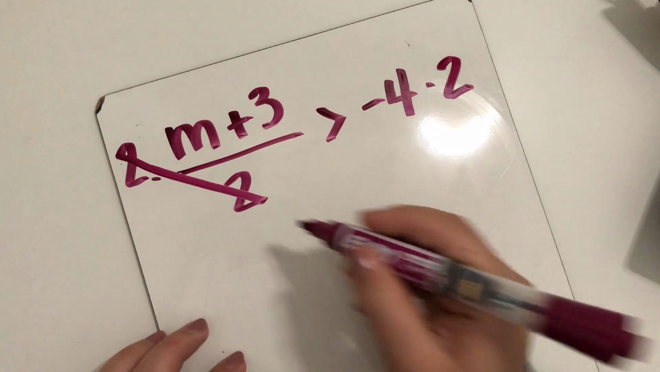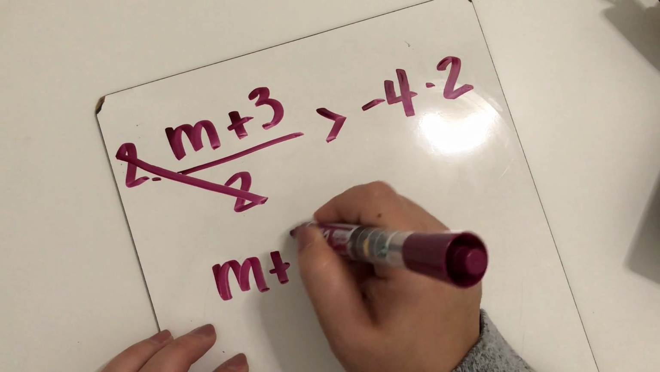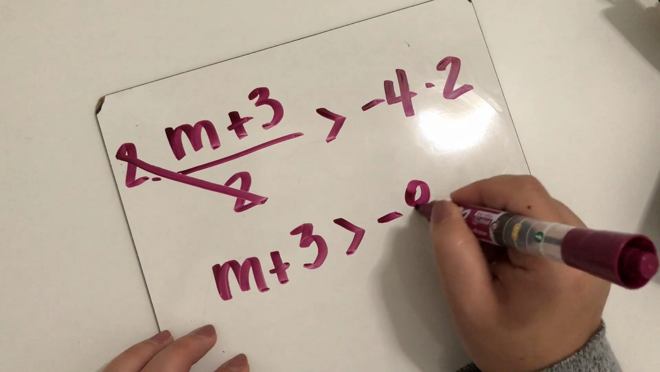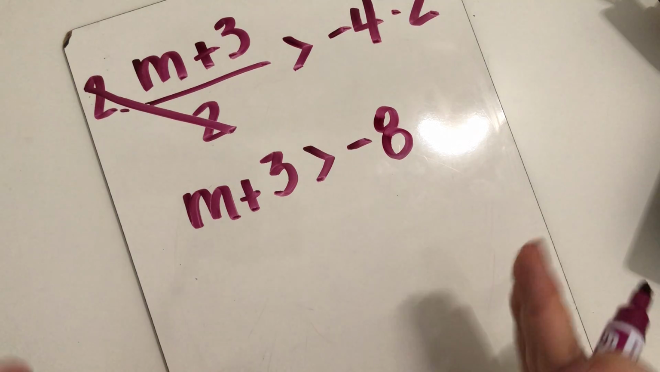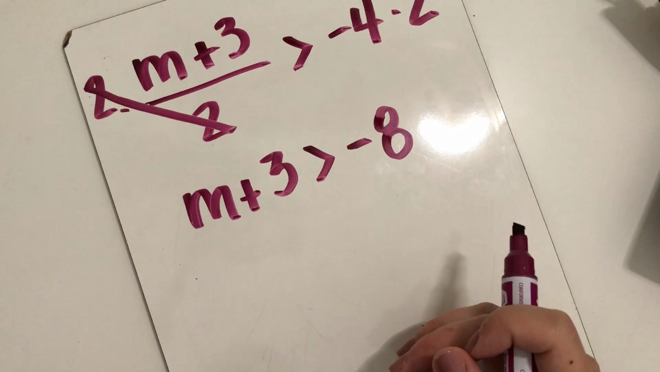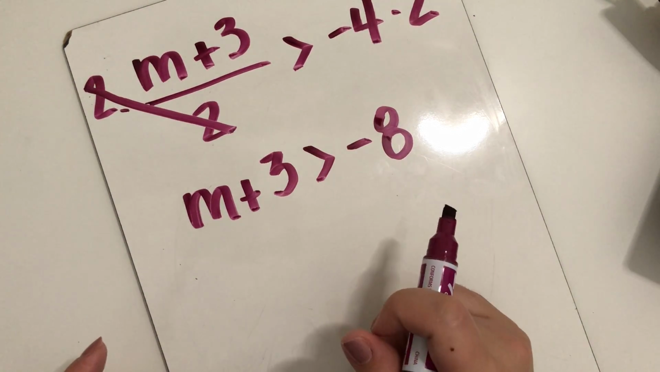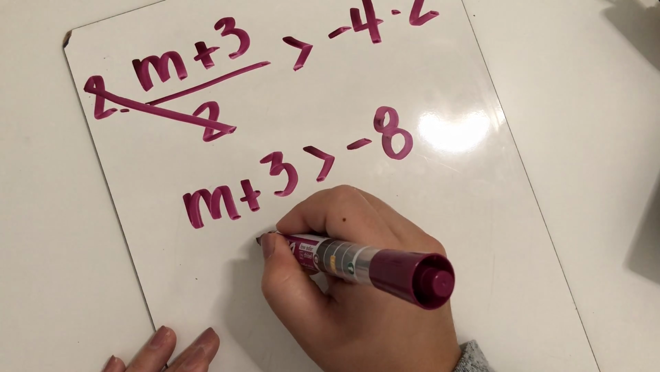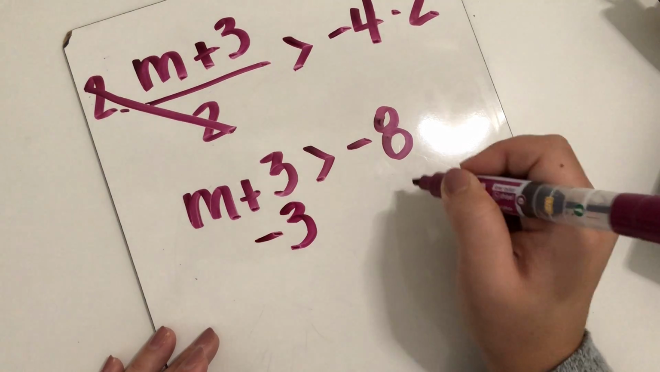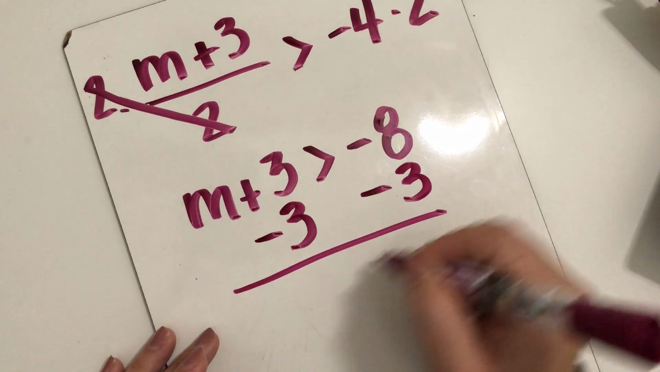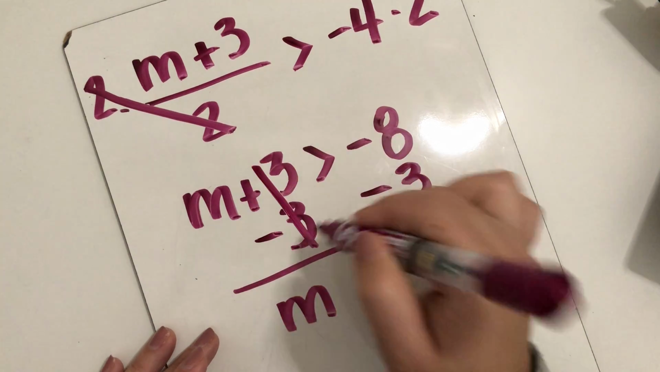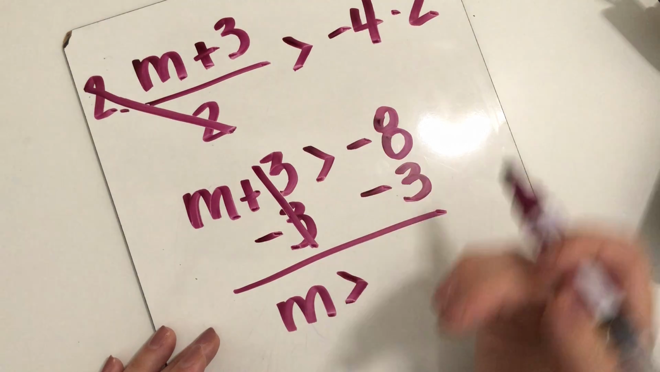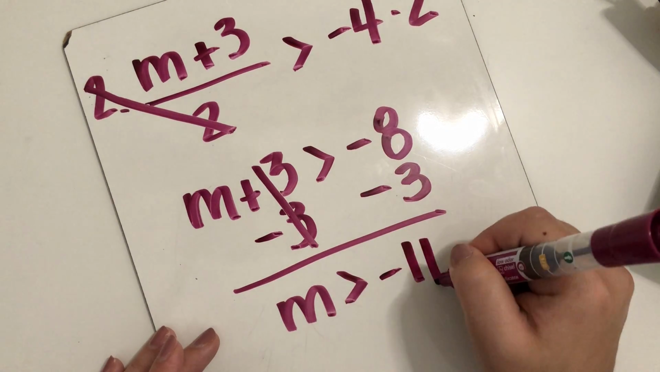Doing that on this side gets rid of it, so that leaves me with just the m plus 3 that I want, and then greater than negative 4 times 2 would give me negative 8. Okay, so that's one step. Here's where our second step comes in, because I still need to get that variable all by itself. So again, I want to remove the 3, so I'm going to do the inverse operation and subtract 3 from both sides. That gives me the m all by its lonesome, greater than negative 8 minus 3, which is negative 11.